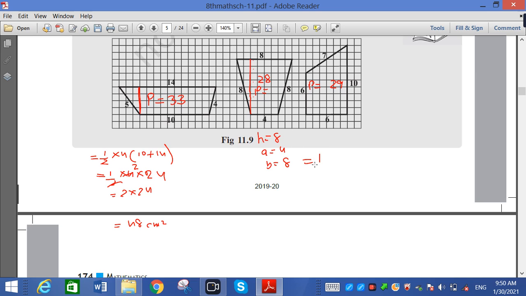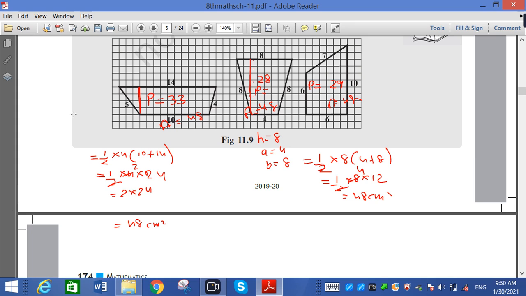Now half into height, that is 8, a plus b, 4 plus 8. So 1 by 2, 8 into 12. If I cancel it, 4, so 48 centimeter square. So area is again 48 centimeter square. So we can get the same area here, 48 centimeter square.